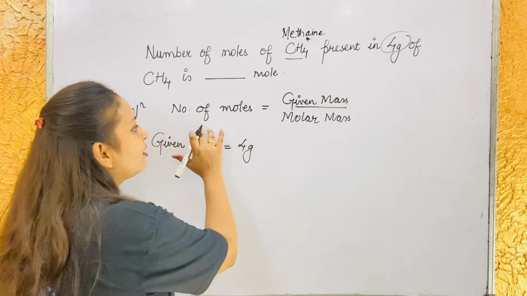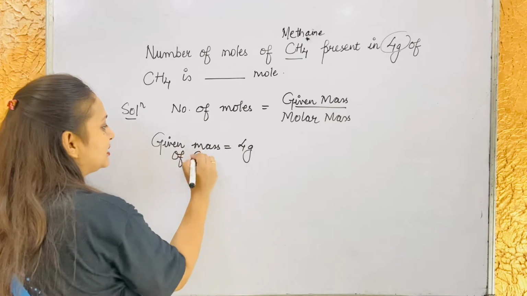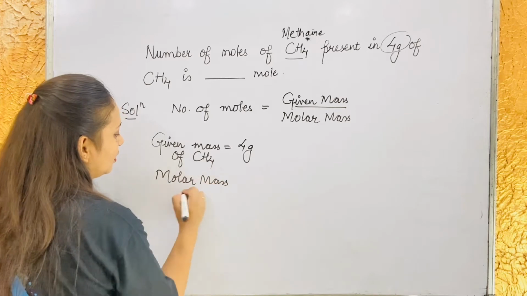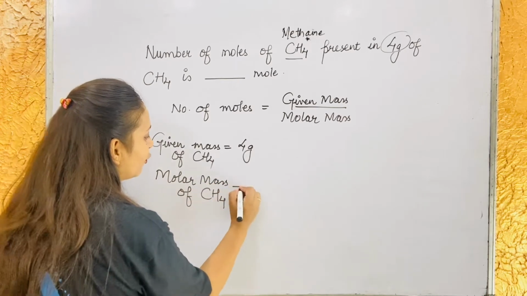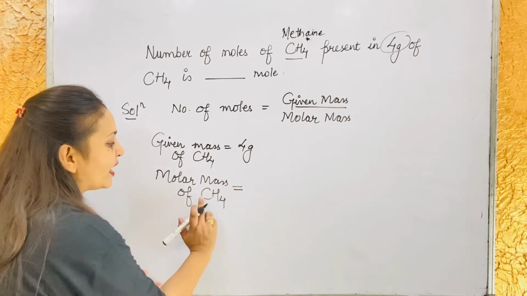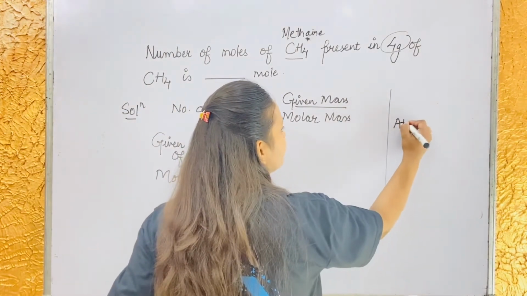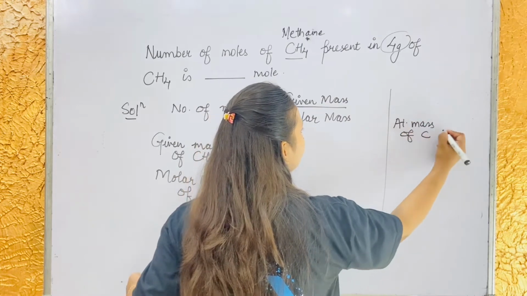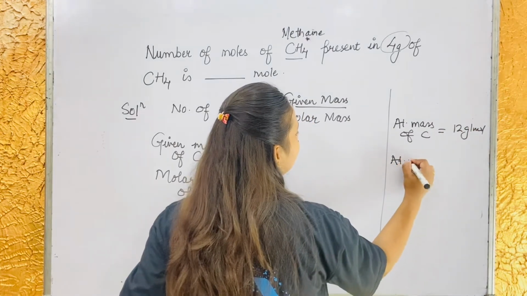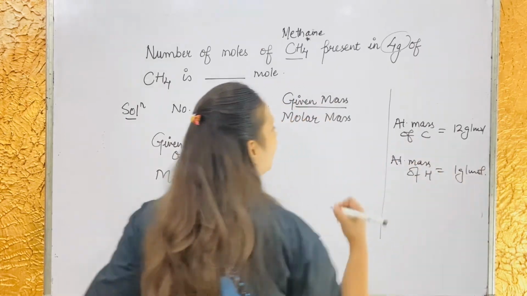Now, in the formula, we also need the molar mass. Here we are talking about methane. The given mass of methane is 4 grams, and the molar mass of methane, that is CH4, will be equal to... So what elements do we have in methane? One is carbon and the other one is hydrogen. What is the atomic mass of carbon? The atomic mass of carbon is 12 grams per mole. And what is the atomic mass of hydrogen? It is 1 gram per mole.